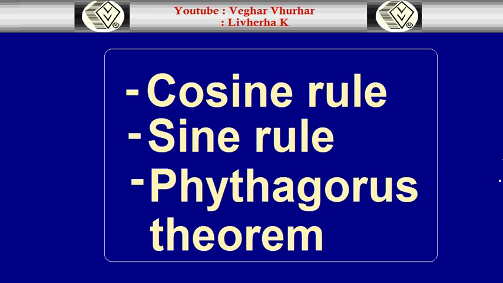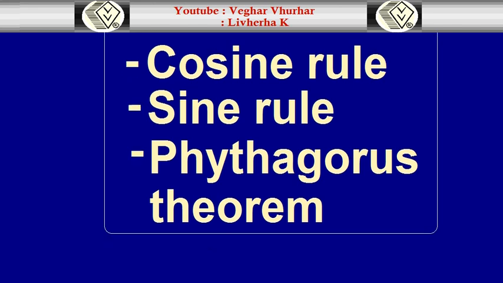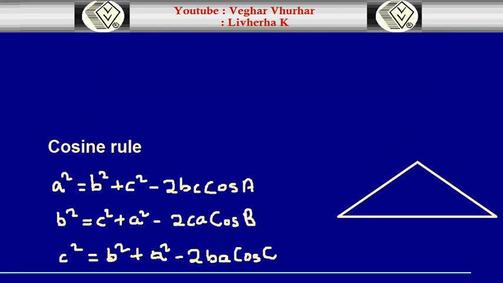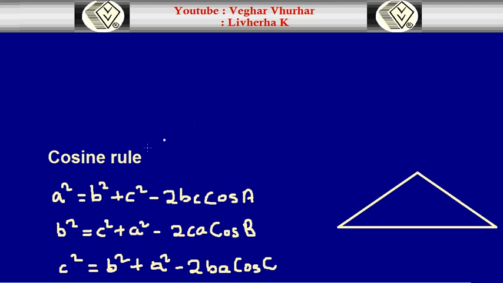And let's do the cosine rule. So the sine rule, Pythagoras theorem. Let's start with the cosine rule. When you are looking at the angles, or when you're looking at the magnitude, using this, you use these formulas 1, 2, 3.